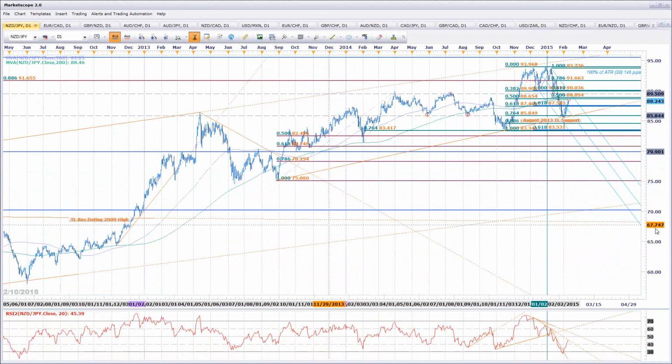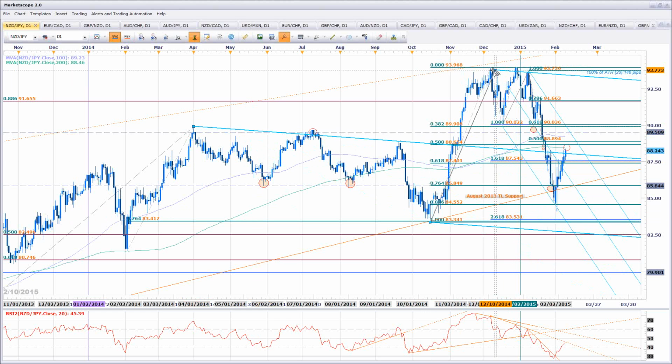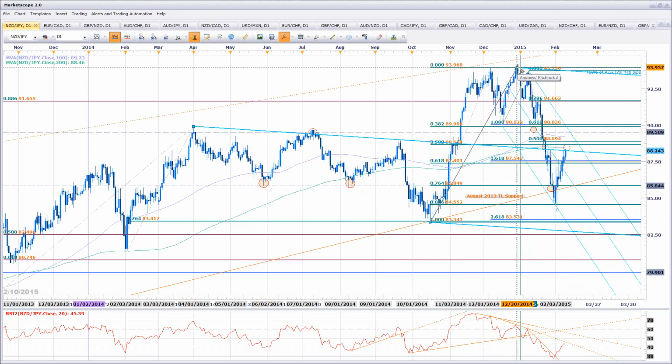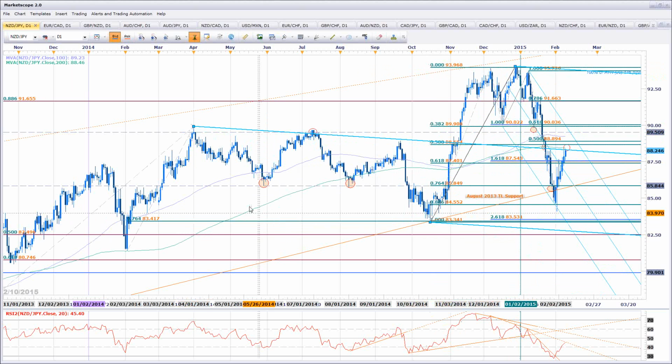Oh, it was that median line. I'm sorry, guys. I knew there was something missing here. There it is. Okay. So huge median line. This is off the highs from last year.